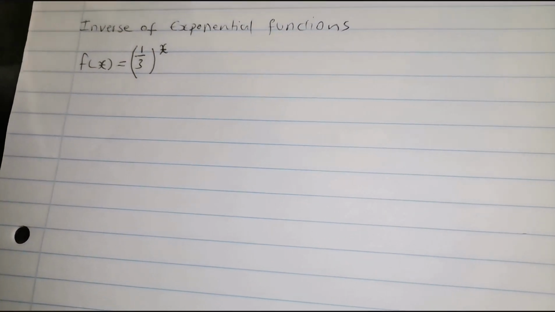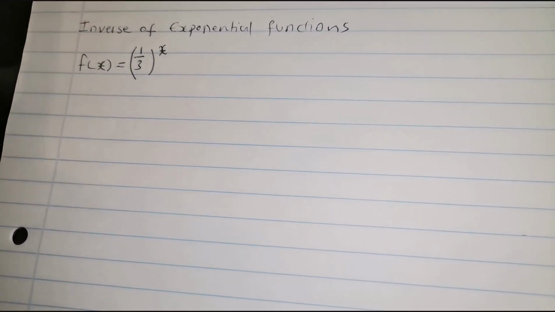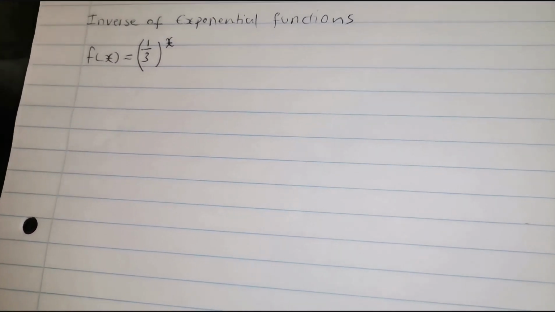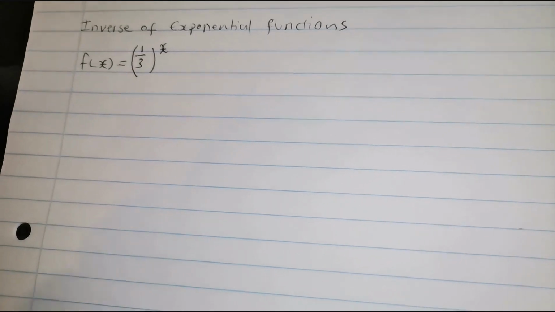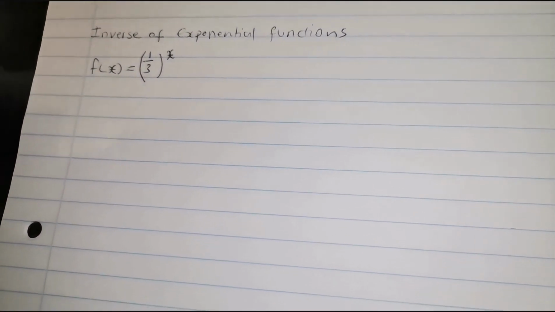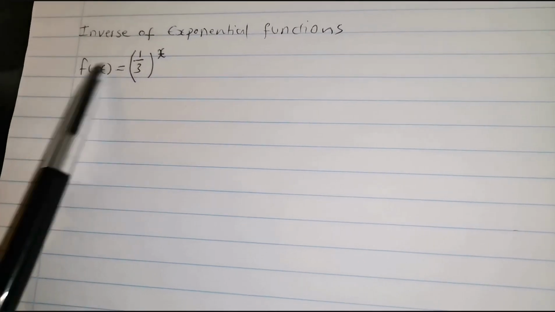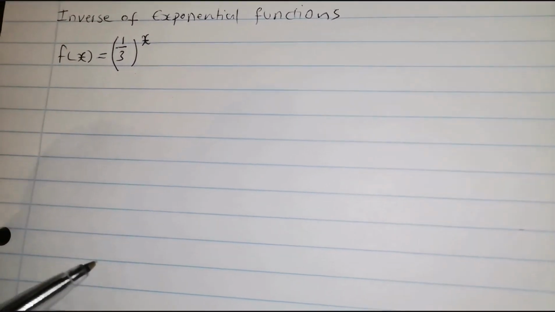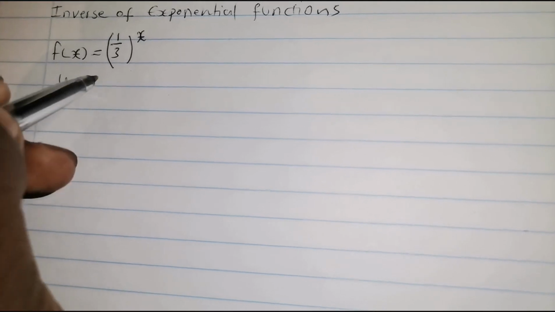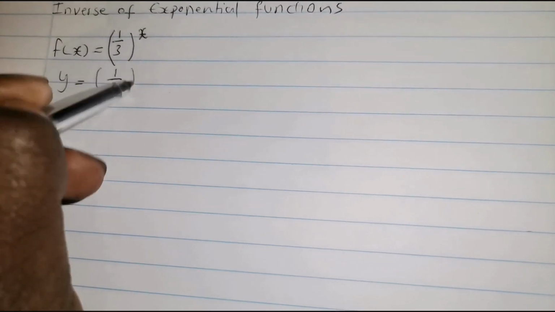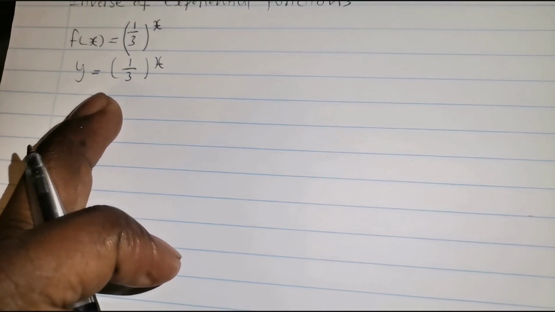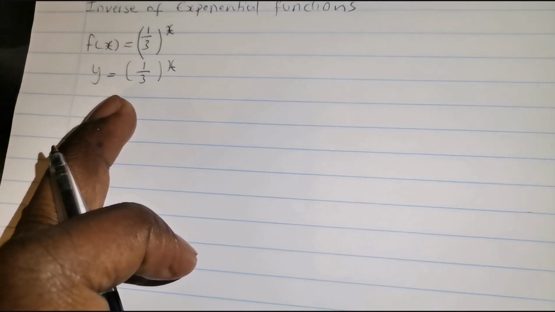So let me just make an example. Before that, the inverse of an exponential function is just the use of the logarithmic function. Meaning we're basically changing from the exponential form to the logarithmic form. Simple. So you've got y equals (1/3)^x. How will you change this to logarithmic? How do you determine the inverse?